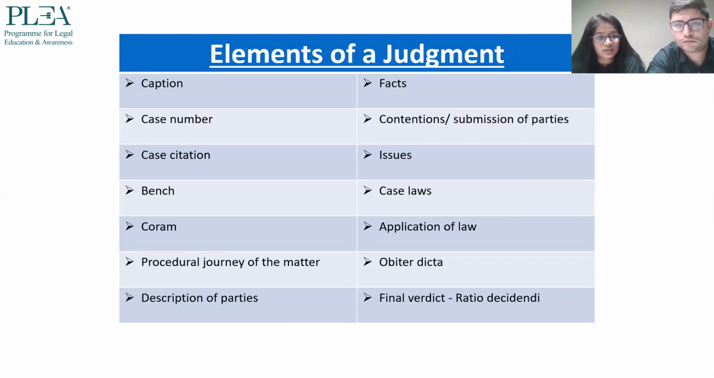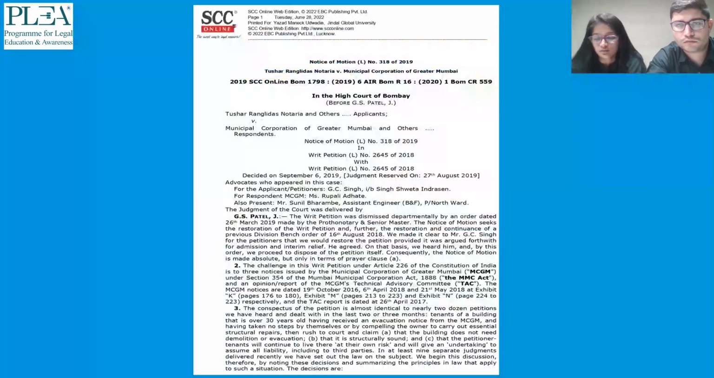Now, moving forward, the next is the case citation. The case citation, as you can see here, is 2019 Supreme Court Cases Online, Bombay 1798. There can be equivalent citations as well. Here in this case, they've given the All India Reporter citation as well, which is 2019 6 AIR Bombay Reporter 16. And similarly, there's one more citation.